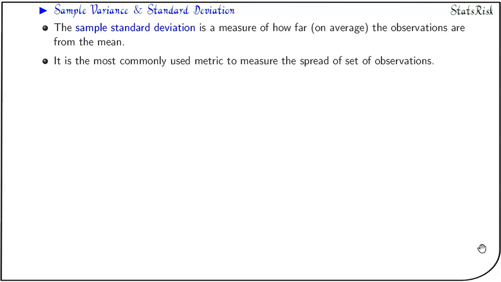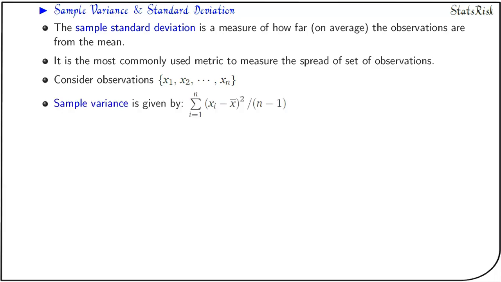of observations. For illustration, let us consider a set of observations which we denote by x1, x2, up to xn. To calculate the sample standard deviation for these observations, we will first calculate the sample variance. And the sample variance is usually calculated through this formula.